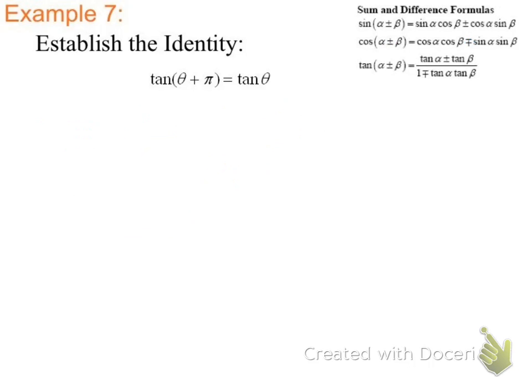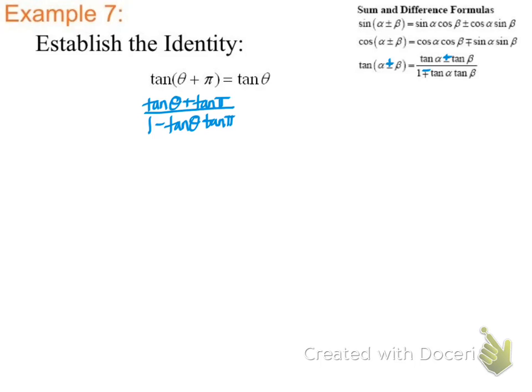Let's take a look at another identity. So again, we're going to start by trying to turn the left into the right. And we notice that this has just theta, and the other one was theta plus pi, so we're going to use the sum formula for tangent. We haven't used this formula yet. So let's take a look. We're going to have tangent of theta plus tangent of pi all over 1 minus tangent theta, tangent pi.